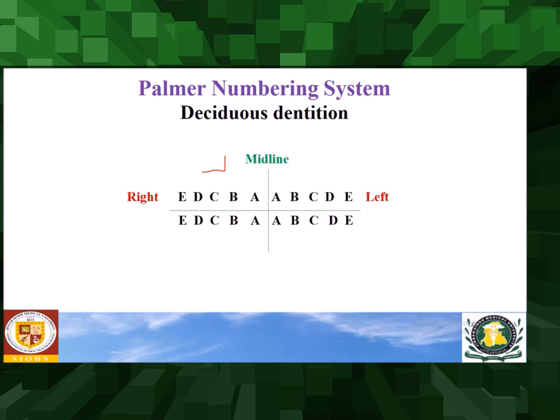This symbol indicates the maxillary right quadrant. The second symbol indicates the maxillary left quadrant. This third symbol indicates the mandibular left quadrant. And this symbol indicates the mandibular right quadrant, together with each alphabet. Together with these alphabets, we use these symbols in order to represent each individual tooth.